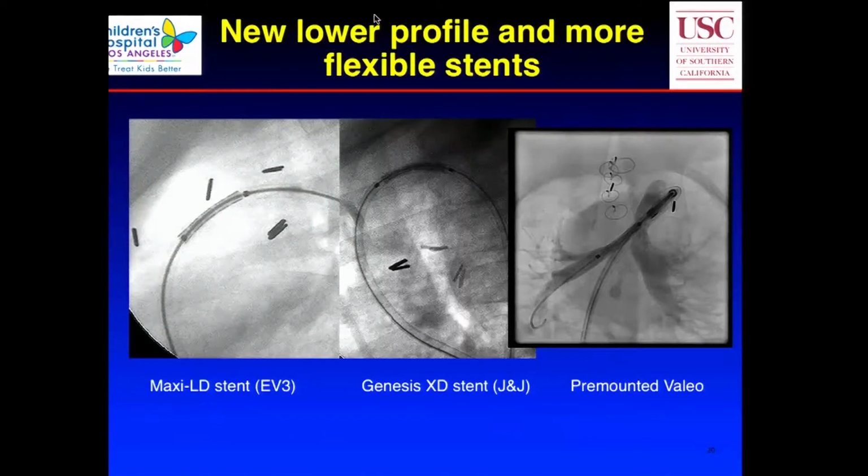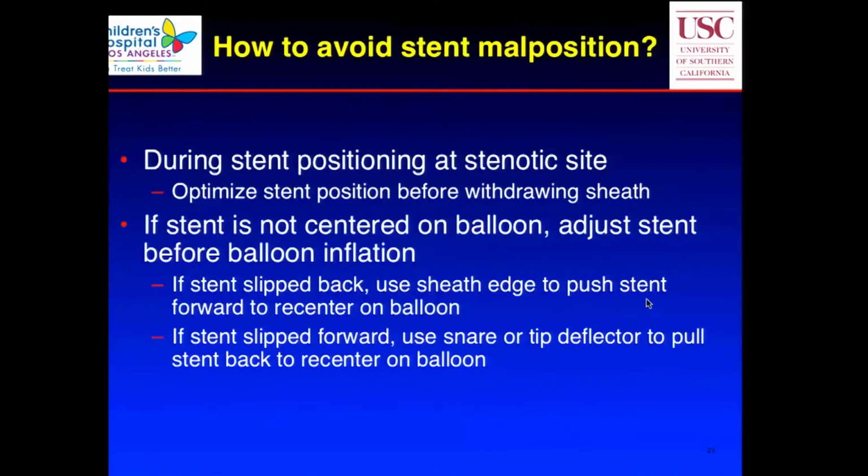But nowadays, with the more low-profile stents, and we tend to use a lot of Max LDs, Genesis XDs, and the pre-mounted Valeos now, they're much more flexible, lower profile, and they have very smooth edges. So the newer stents actually have some advantage over the old Palmaz stent.